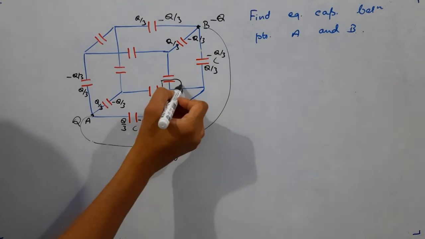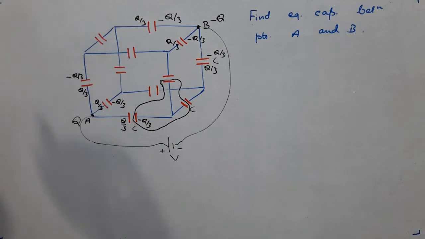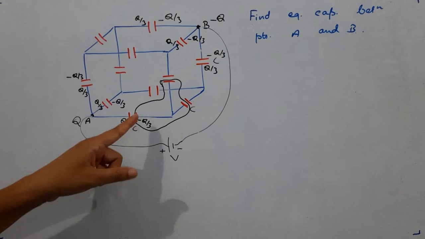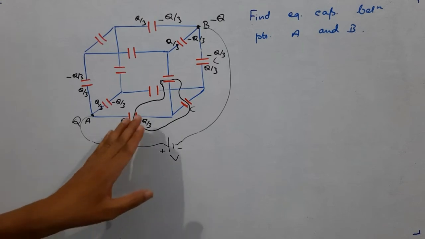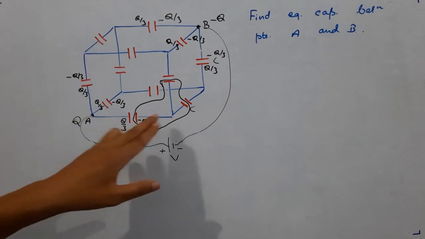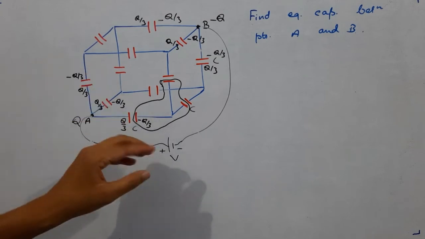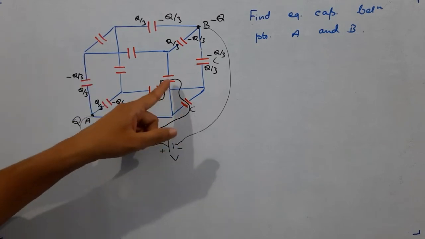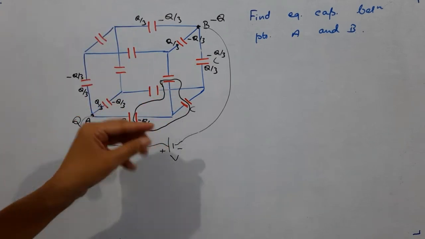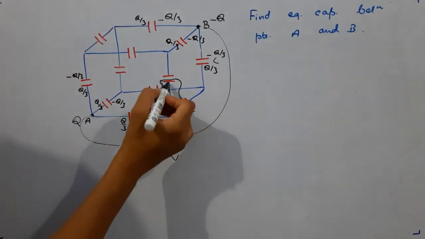Concentrate on these 3 plates, which I am enclosing inside a region. This plate and this plate, are they connected together? Yes. Do they form an isolated system? Yes. Why do they form an isolated system? Because they are not connected to any other thing, any other plate or any other battery. You can see there is no connection beyond this region.